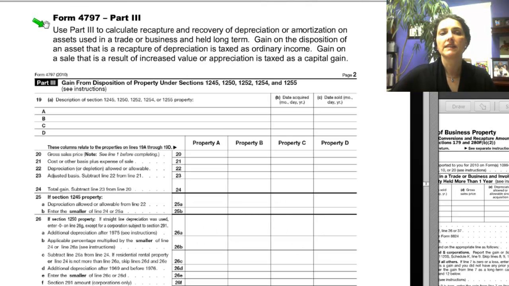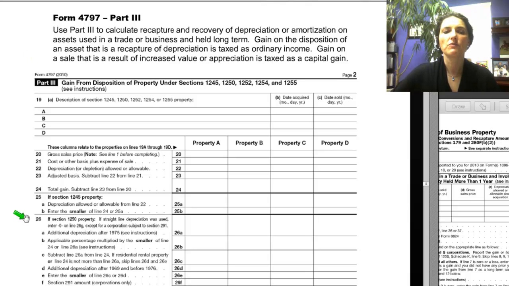Form 4797, Part 3. Use Part 3 to calculate recapture and recovery of depreciation or amortization on assets used in a trade or business and held long-term. Gain on the disposition of an asset that is recapture of depreciation is taxed as ordinary income, and gain on a sale that is a result of increased value or appreciation is taxed as capital gain.